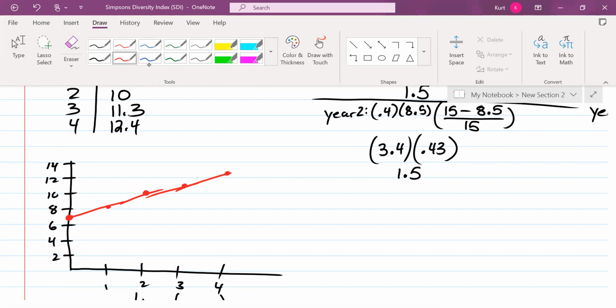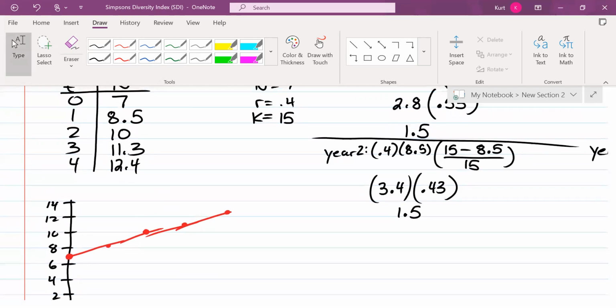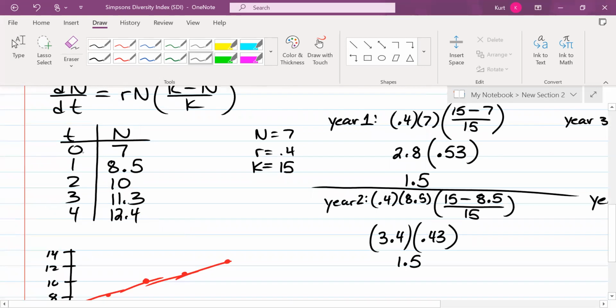All right, so you see that the growth is not as significant a J-curve, but what I want you guys to really notice is that the population growth is slowing down. As it gets closer to 15, it slows down. For example, from year zero to year one, it increased by 1.5. From year one to year two, it increased by 1.5. From year two to year three, it increased by 1.3. Okay, look at that, it's slowing down. From year three to year four, it only increased by 1.1.